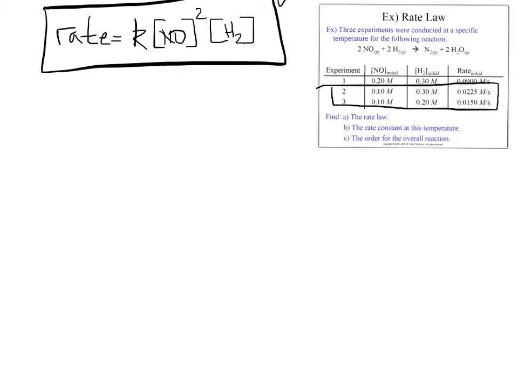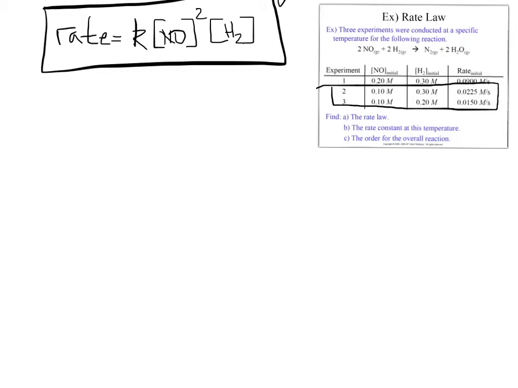And move on to part B, which is the rate constant at this temperature. So now we need to calculate K. So we're going to try and figure out what the K is for these reactions. And this one is actually pretty simple, because we can pick any of these 3 experiments, 1, 2, or 3, plug the data in from 1, 2, or 3 into our rate law up here, and calculate for K.